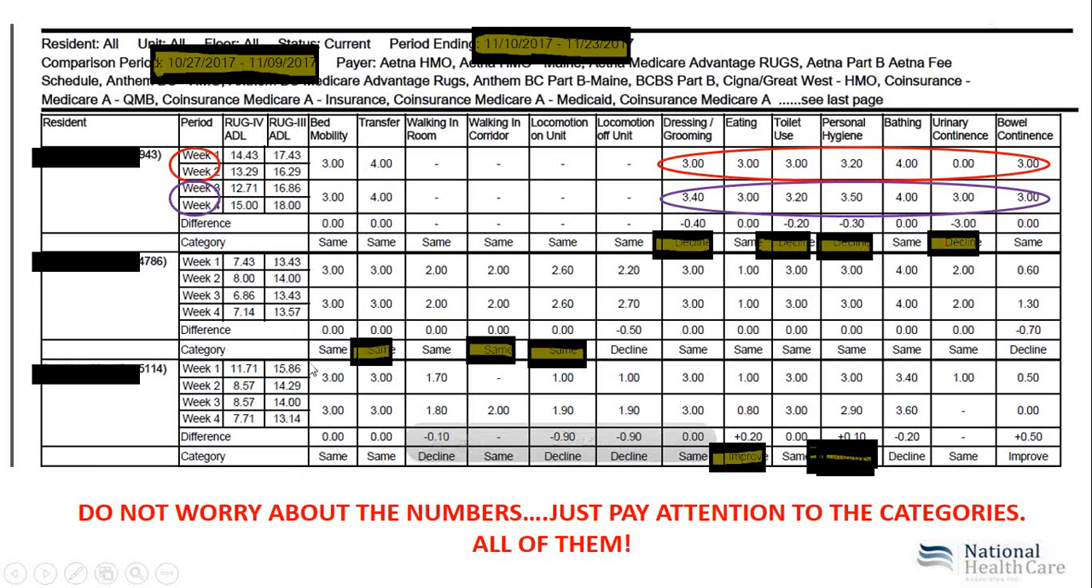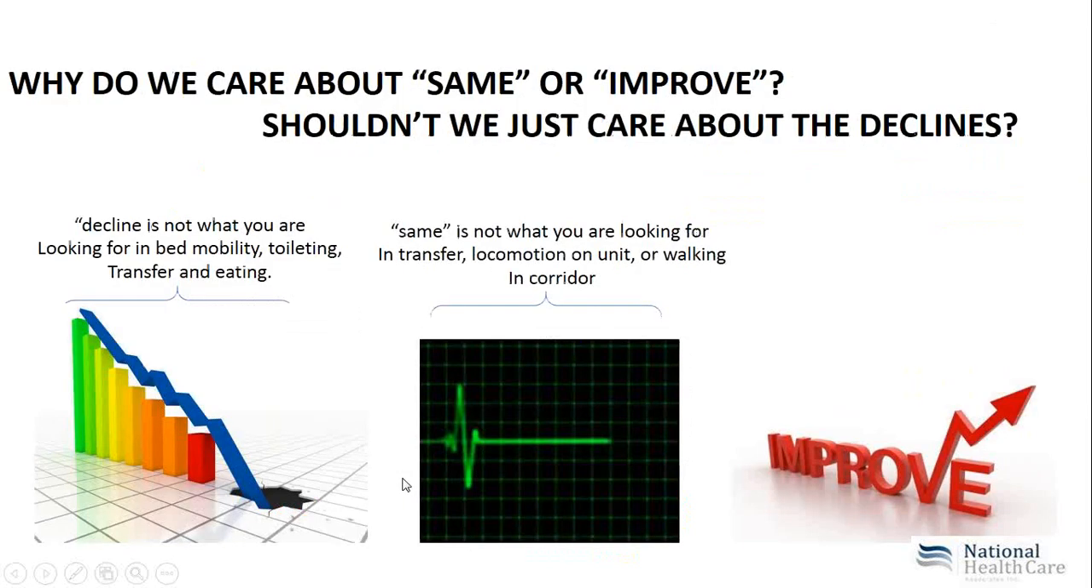But again, don't worry so much about the numbers and pay attention to these categories and the areas in which those categories are listing declines, same, or improvement. So you're going to ask, why do we care about same or improvement? Shouldn't we just be caring about the declines?